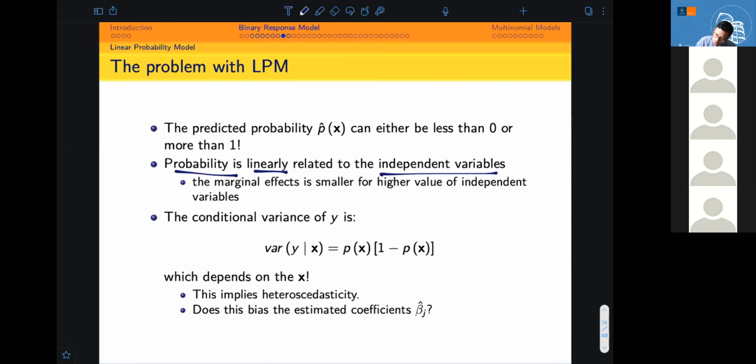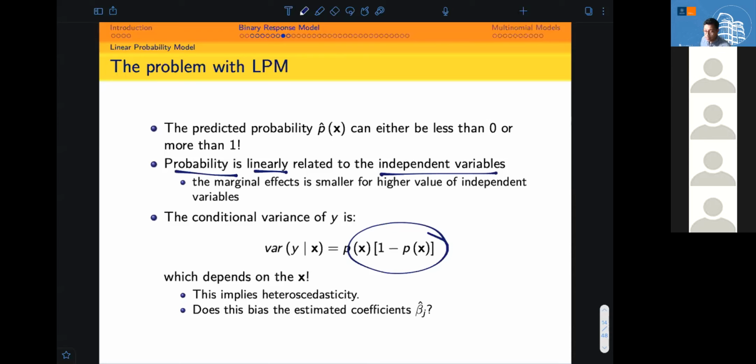And why is it going to be heteroscedastic? Because the variance of y conditional on x is going to be a function of the explanatory variables. Okay, and if you recall, if there is a relationship between the variance of y and the observable characteristics, then that implies heteroscedasticity.